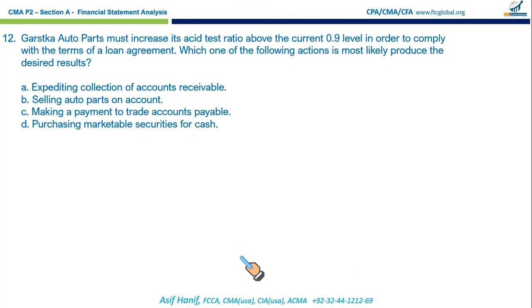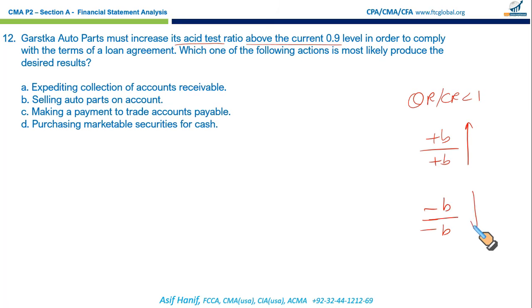Next, Graska Auto Parts must increase its acid test ratio above the current 0.9 level. That tells you immediately that the ratio, current or quick, is less than 1. We have this arrangement: addition of the same number causes the ratio to improve, and a reduction in both is what you have if there is a reduction. Right, let's see each option one by one.